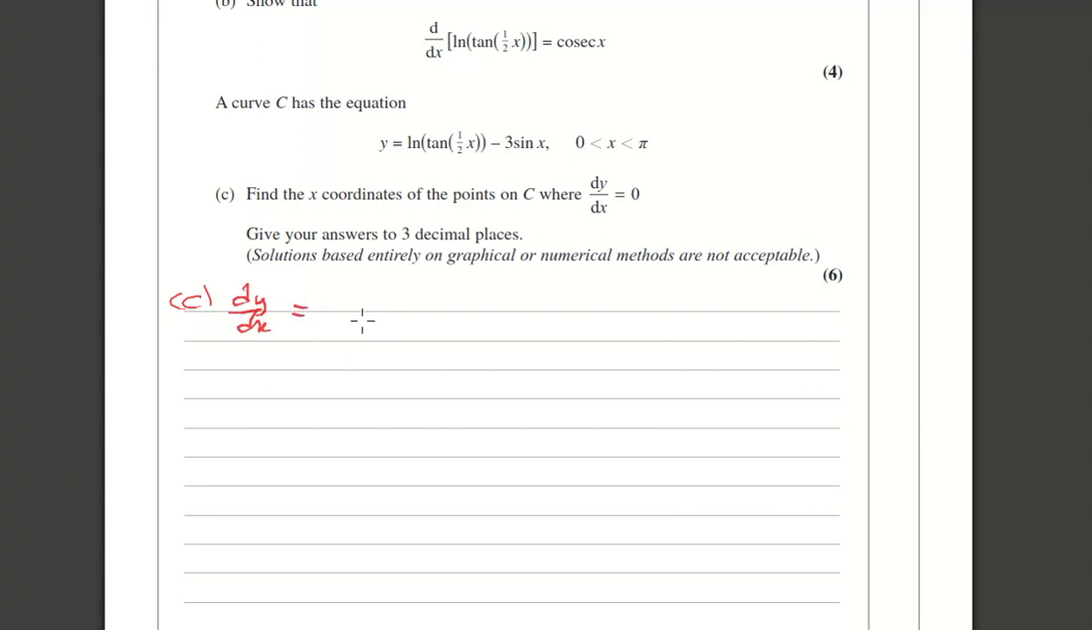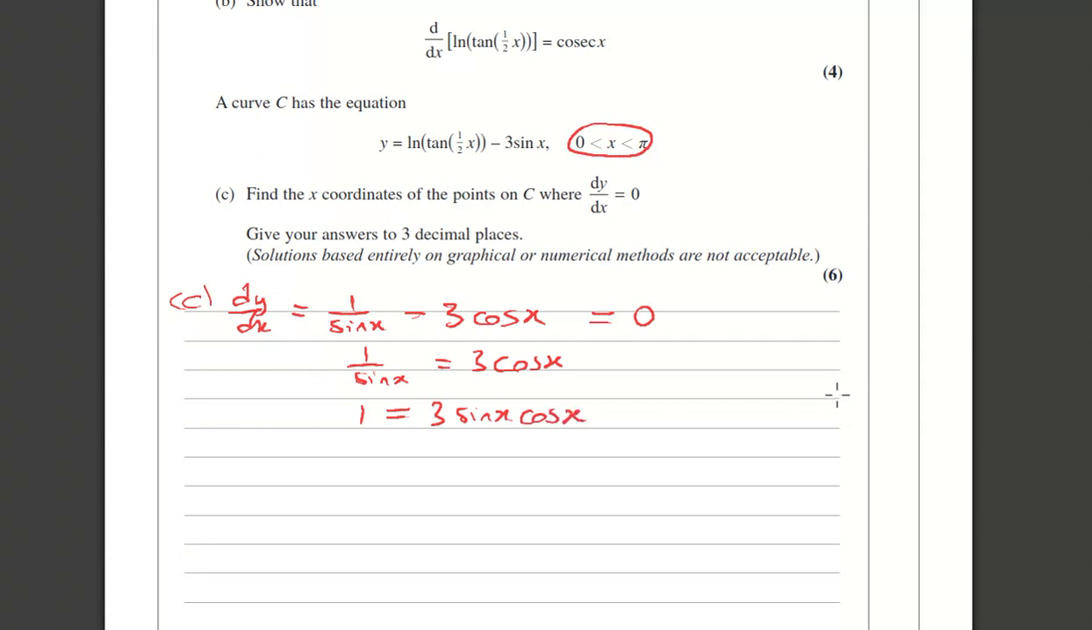Okay, we already know the first bit differentiates to cosec x, which is 1 over sine x. And the minus 3 sine x is going to differentiate to minus 3 cos x. And we're trying to find where that equals 0. Note, by the way, we're only working in the range from 0 to pi. Bear in mind all those kinds of things. But straight away, I'm going to bring the 3 cos x over there. And I'm going to times by sine x.